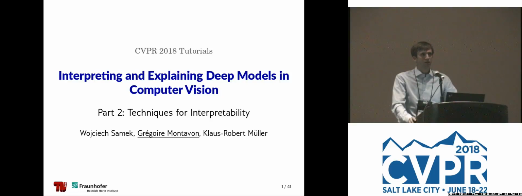In the first part of the tutorial, Klaus gave an introduction to general interpretability techniques. And in this part, I will look more into the technical details. So how do we implement it? How do we compare different methods?